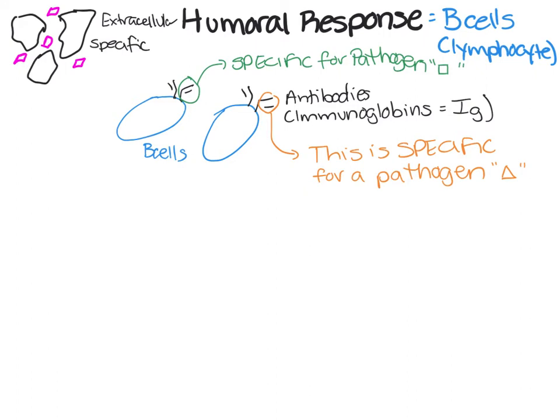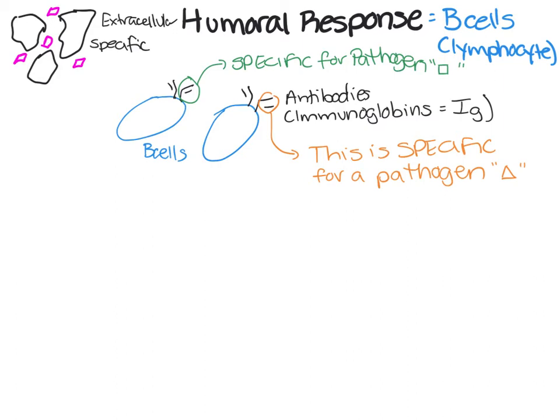So when we move into the humoral response, remember this is going to be run by B cells and lymphocytes. We're only going to be looking at things that are extracellular, and it's going to be specific. So you can see I've drawn some B cells for you guys here, and these B cells are going to have on them an antibody. We also call this immunoglobulins, which is going to be abbreviated Ig. That'll become important when we start talking about the different types of immunoglobulins. You guys may have already heard of some of these, like IgA, IgM, IgE. Those are all different types of immunoglobulins.